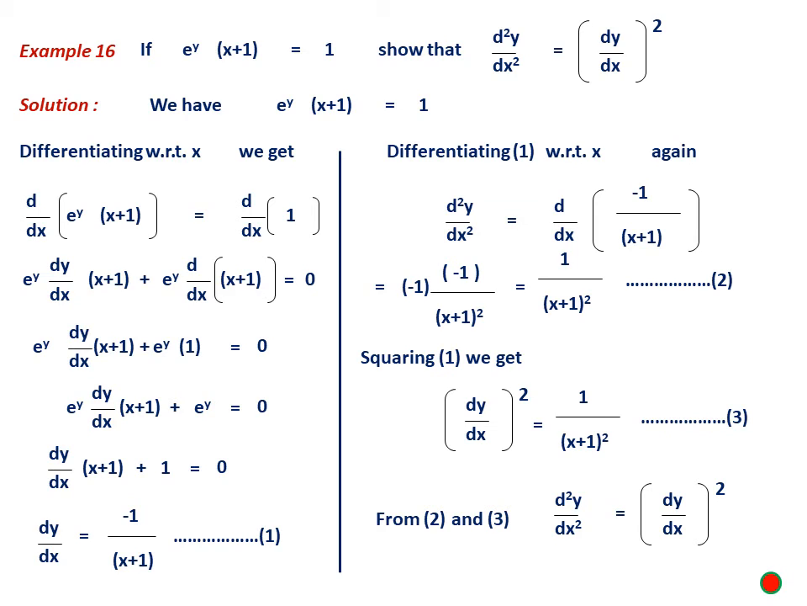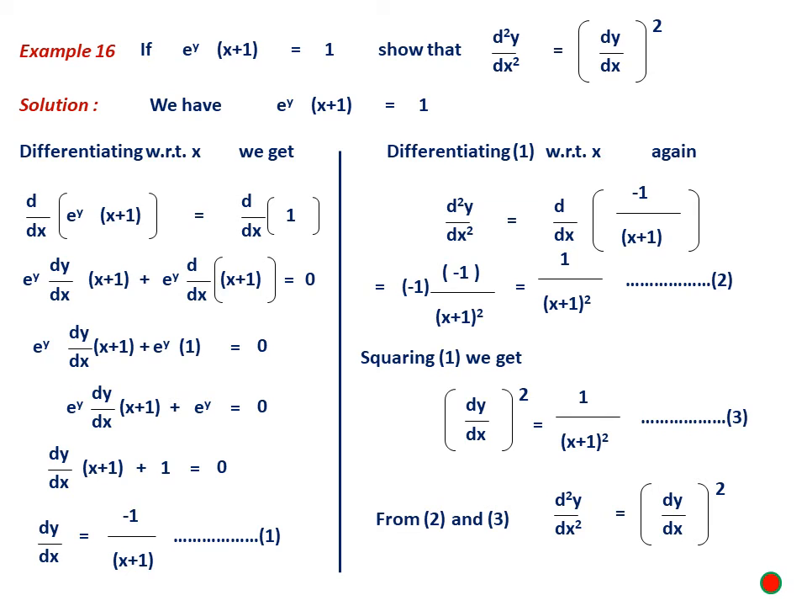Then differentiate 1 again. So you get d square y by dx square. That is equal to differentiation of minus 1 by x plus 1. What is this? So this is equal to minus 1 into minus 1 by x plus 1 whole square. So this will be equal to minus 1 into minus 1 becomes 1, then x plus 1 whole square. So this is d square y by dx square. Now look here, this is 2.